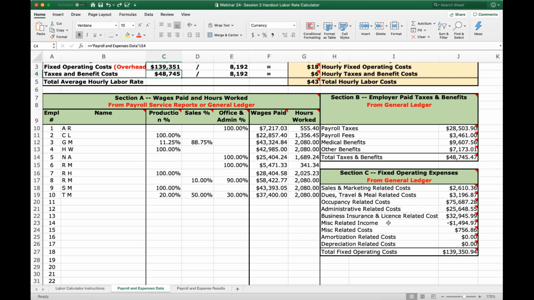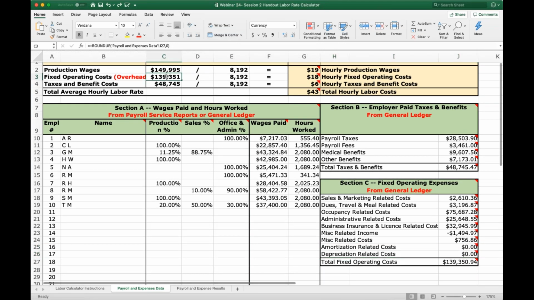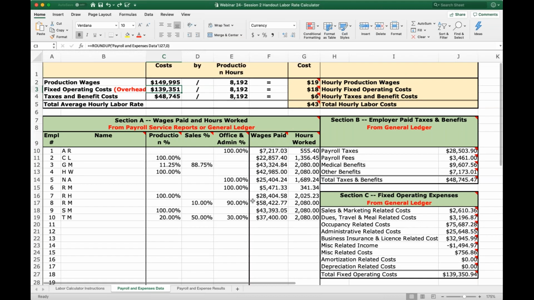Notice it's there as a negative number. Miscellaneous costs, amortization, if any, depreciation, if any. Rarely do I see these included in determining the fixed costs because they're non-cash costs. So in most cases, these numbers are always going to be treated as 0. So the sum of these is the 139, and that's where this number comes from. That's the nature of the beast for labor.